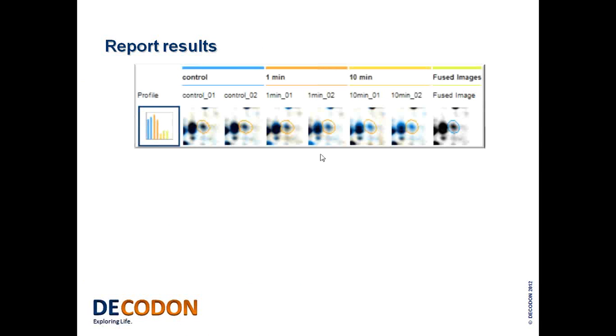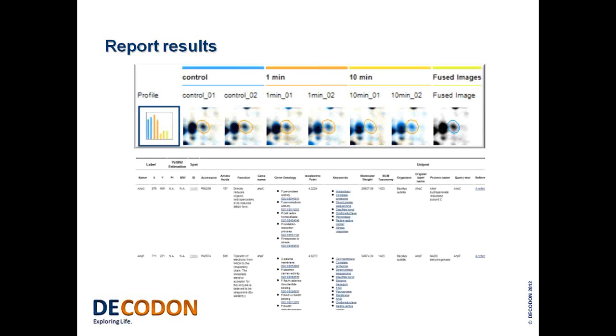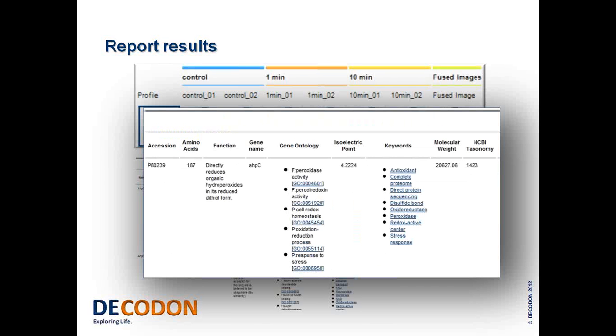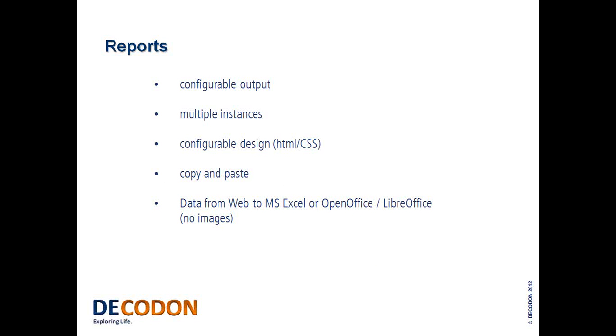Having done this, we can then report our findings, for example, as a spot album to show a certain area on the images, the area of a spot, an expression profile across all the images, or for example the label report including scout data, for example from UniProt, like this. The reports are very flexible. You can configure the output.